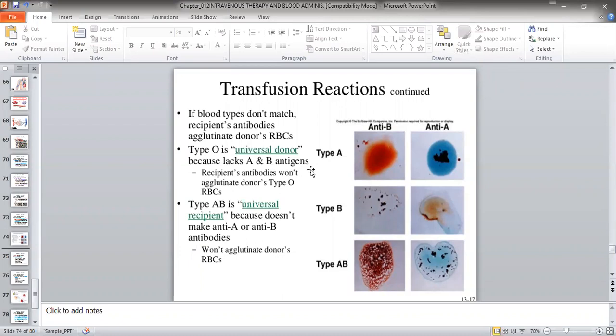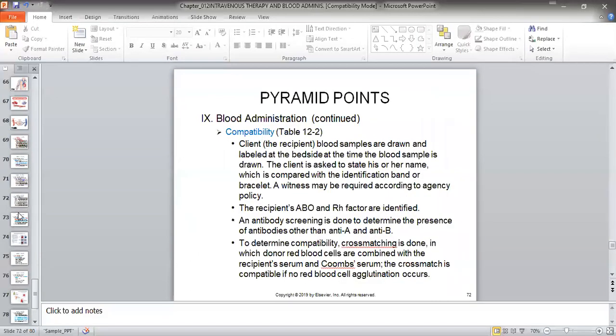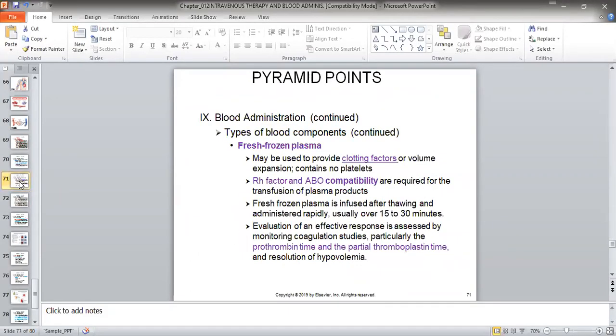So now another point is, keep in mind, when you transfuse the blood, we have to... let me show you where we are.